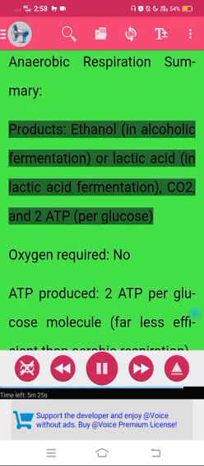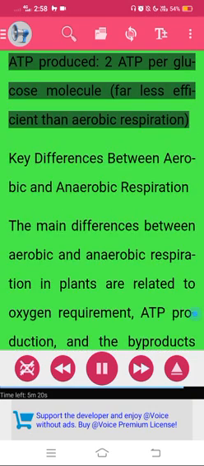Anaerobic respiration summary. Products: ethanol in alcoholic fermentation or lactic acid in lactic acid fermentation, CO2, and 2 ATP per glucose. Oxygen required: no. ATP produced: 2 ATP per glucose molecule, far less efficient than aerobic respiration.